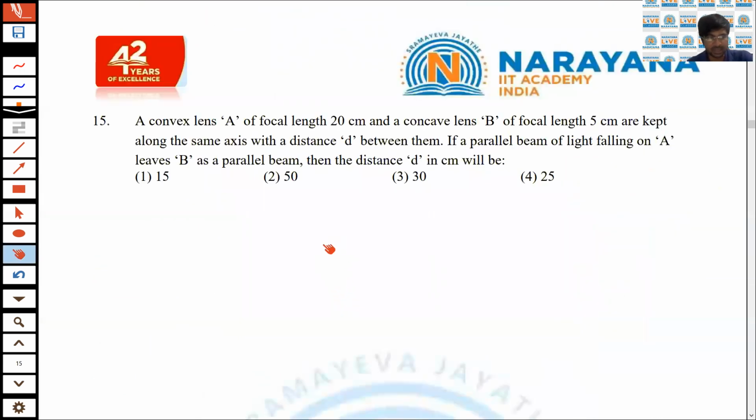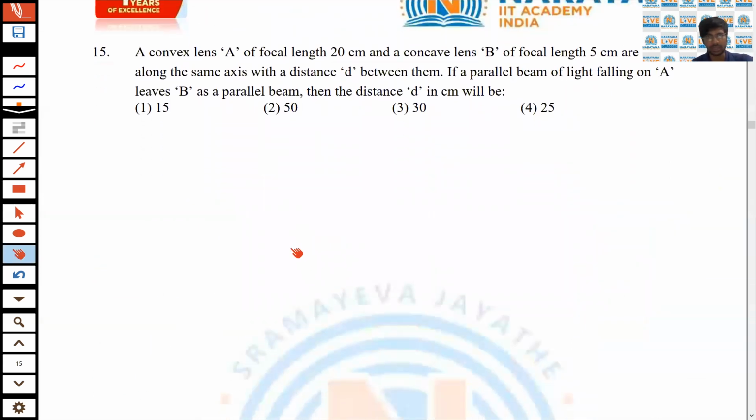A convex lens A, of focal length 20 centimeter, and concave lens B, of focal length 5 centimeter, are kept along the same axis with the distance d between them. If a parallel beam of light falling on A leaves B as a parallel beam, then the distance d in centimeters will be. Now let's take this example.